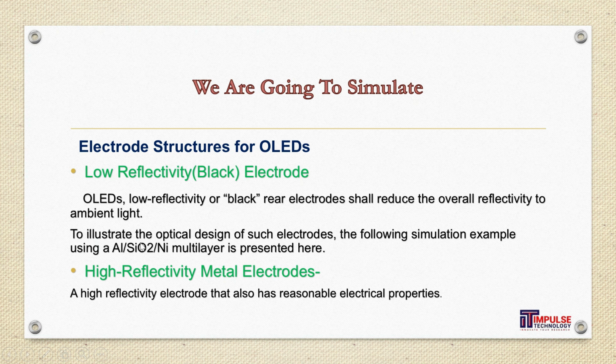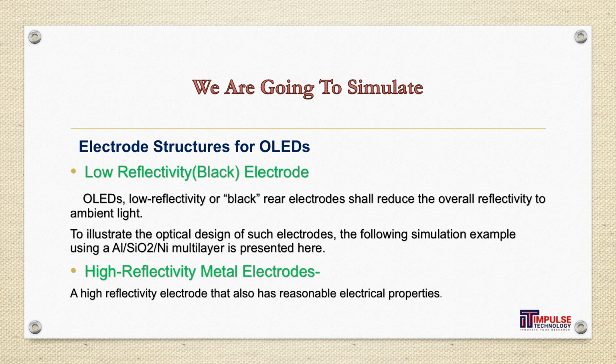To illustrate the optical design of this type of electrode, we consider a simulation example using aluminum, silicon dioxide and nickel. A multi-layer is presented here. We will also discuss high reflectivity metal electrodes, a highly reflective electrode that also has reasonable electrical properties. With the same layer structure of aluminum, silicon dioxide and nickel, we will discuss the same high reflectivity metal electrode.